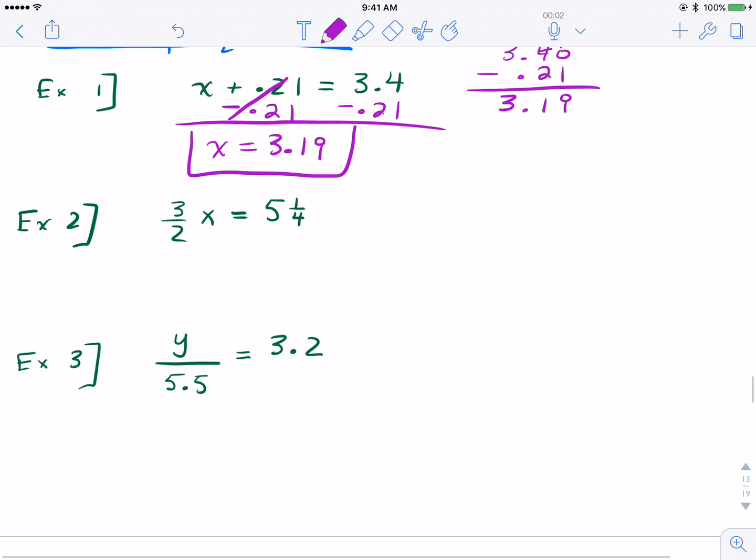For number 2, 3 over 2 x equals 5 1/4. So in this case, there's multiplication taking place. So we can do this a few different ways. We can divide by 3 over 2, which is basically the same as multiplying by 2 over 3. Whenever you have a fraction like that, a fractional coefficient, you can simply multiply by the reciprocal.